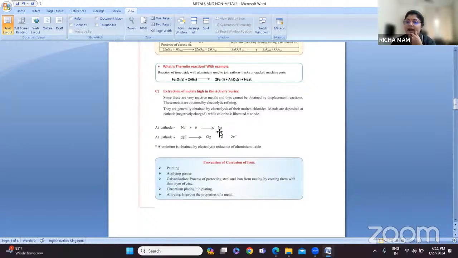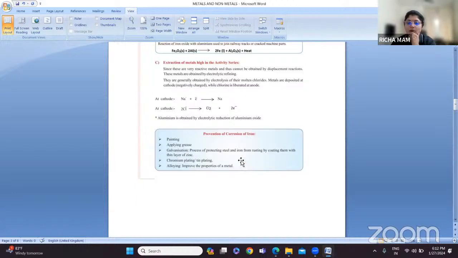Next, when you want to extract metals in the high activity series, you cannot use a displacement reaction. You have to do electrolysis in their molten state. Metals get deposited at the cathode and gas is liberated at the anode. The best example is NaCl. Even aluminum can be extracted through electrolytic reduction of aluminum oxide.